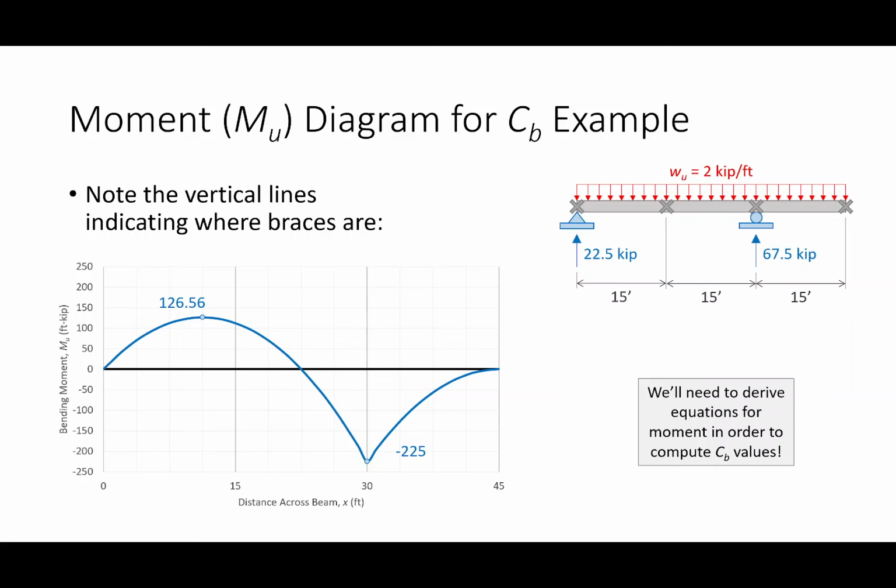So the other thing I'll say is that these vertical lines right here, this vertical line here and vertical line here, that's where the braces are, right? Because I've got a brace here, here, here, and here. Those are my braces, okay? Does that make sense? Okay.